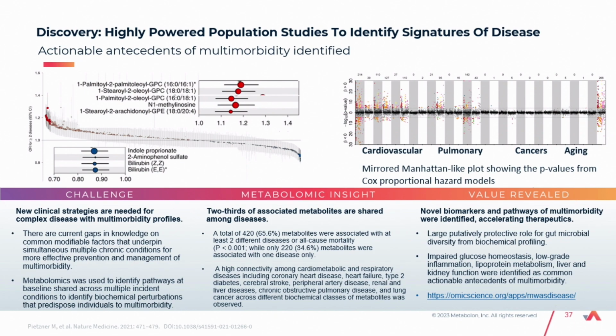And when you expand the aperture on the right and look across all the multimorbidities, and this is looking at a mirrored Manhattan plot, looking at the p-values. These are all, of course, surviving Bonferroni correction for multiple testing. The metabolites on the top half of that graph are positively associated with those multimorbidities across all the diseases. And on the bottom part, it's the negative or inverse associations.